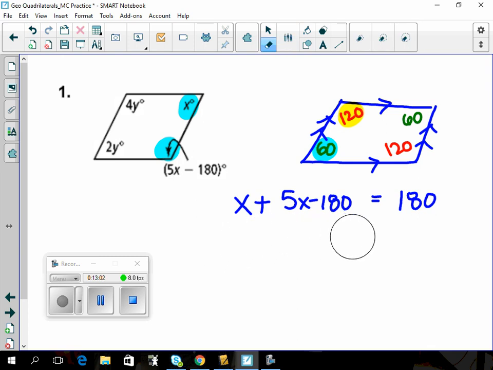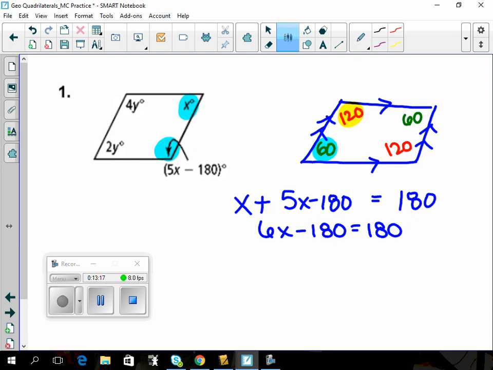So at this point, we want to add like terms. So what do you see on the left-hand side that are like terms? 5x and x, right? So that gives me 6x. Now, a common mistake is that people see that minus 180 and just say, oh, it cancels, because you see 180 on both sides. Don't do that. Don't fall into that trap. I need to add 180 to both sides. That doesn't go away.